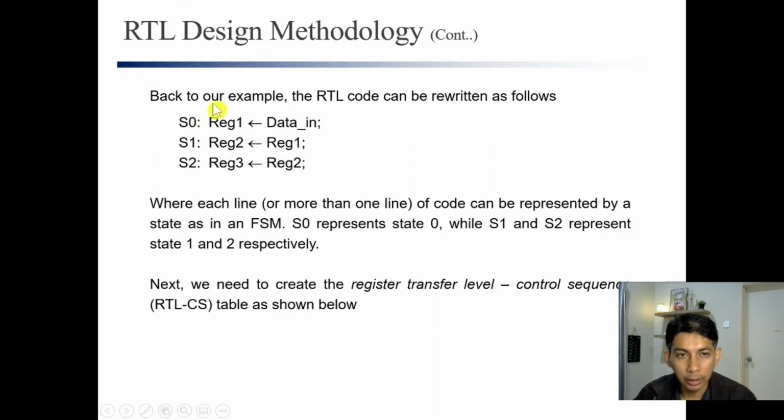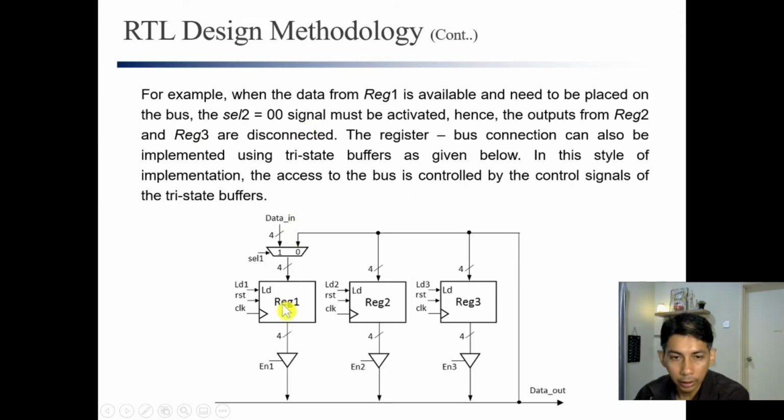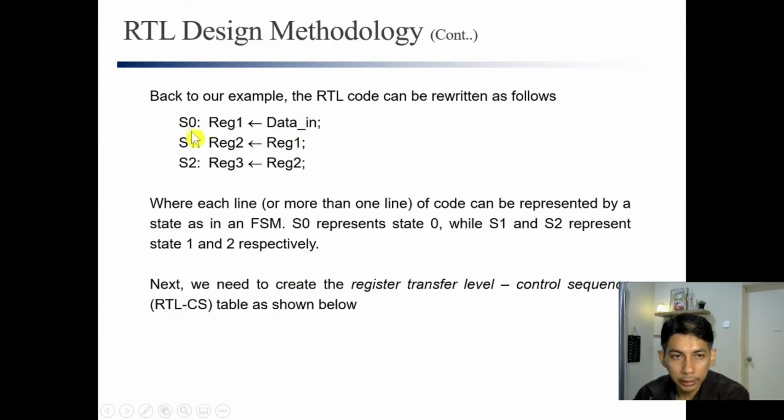Using this notation, moving data from data 1 from the outside into reg 1 is in state S0. In the next state, we move the data from reg 1 to reg 2, and in the last state, we move the data from reg 2 to reg 3. So how to do that is based on this sequence.